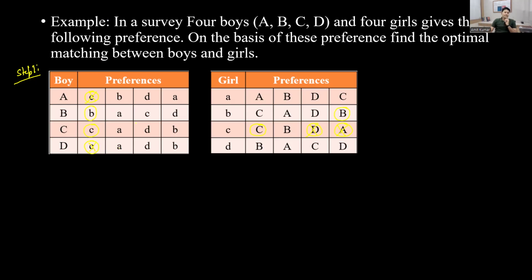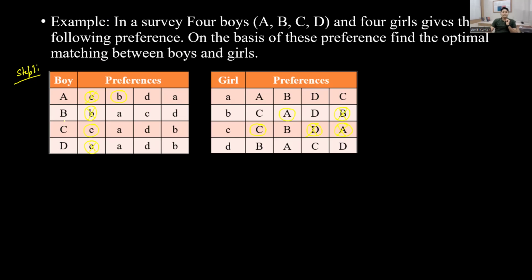Okay, now let us start round number two. In round number two, the second option for A is B. So A exercises its second option. A proposed to B. Over here, if I see, B is already engaged with B, but a better option comes. So this proposal will be accepted and this B gets crossed. This B gets crossed, so the proposal which is there, B to B, also gets crossed.